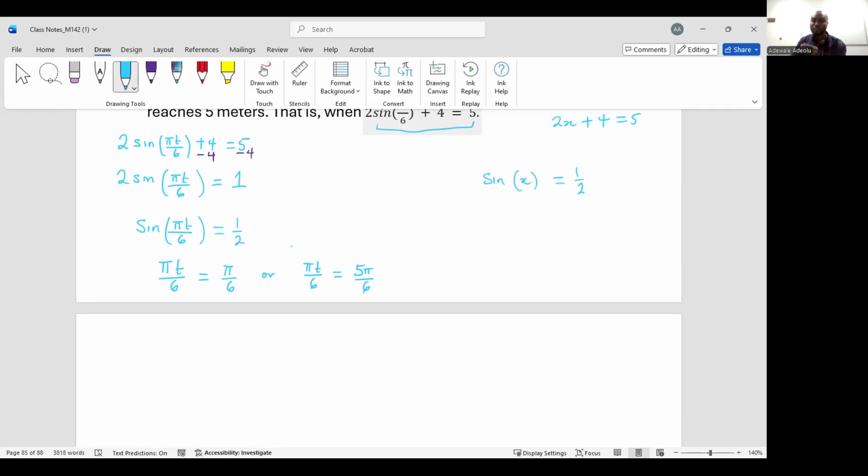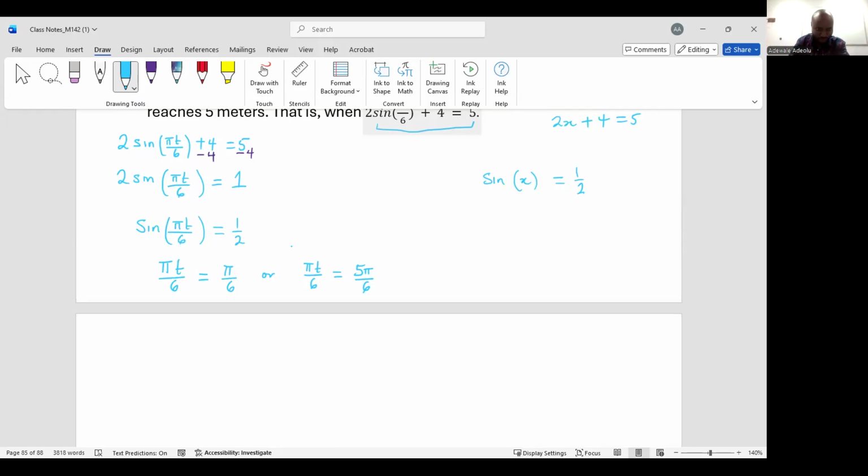Now, those are the two places in one rotation, in one period, where the sine of pi t over 6 equals 1/2. But recall that we have infinite solutions. We have many solutions. That is, it goes beyond one period. It keeps occurring. It is periodic.